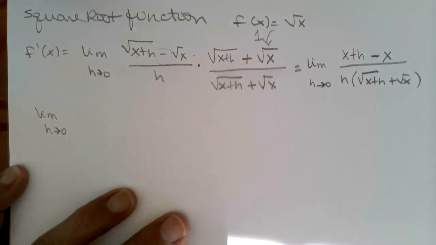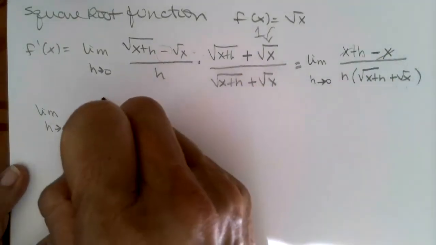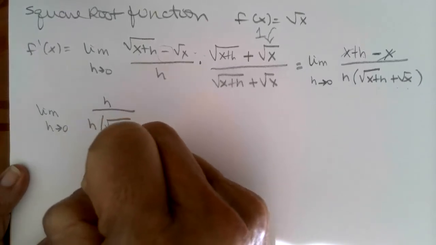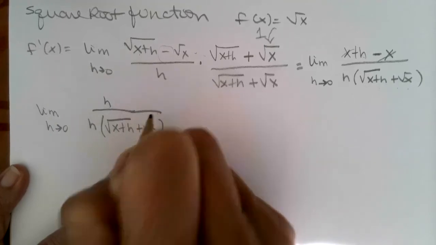Limit as h goes to 0. What do I have? x minus x, so those will go. I'm just left with the h on top. I have the h out in front. Then I have my radical, square root of x plus h. There's the border collie I told you to expect.